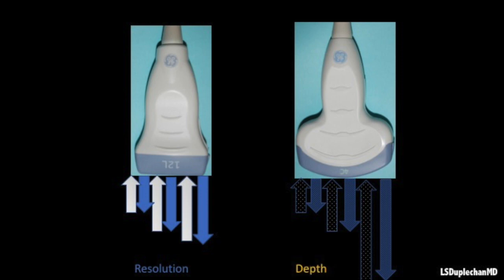The deeper arrows on the right side are to represent improved depth of transmission with the curved transducer, with the speckled appearance representing reduced resolution.